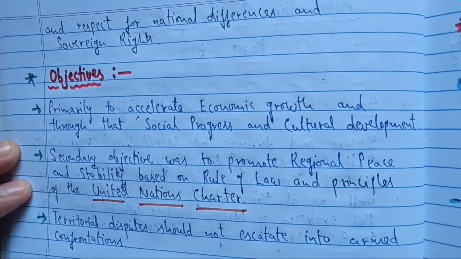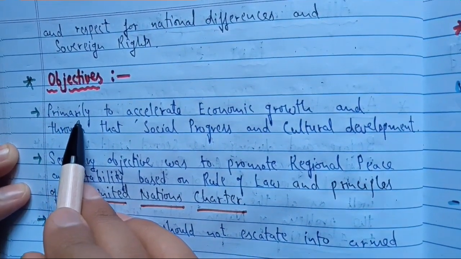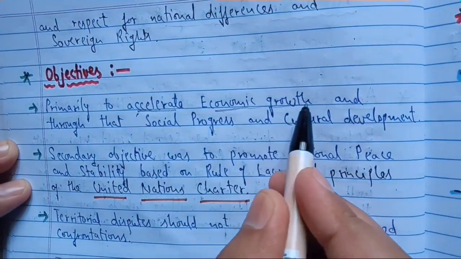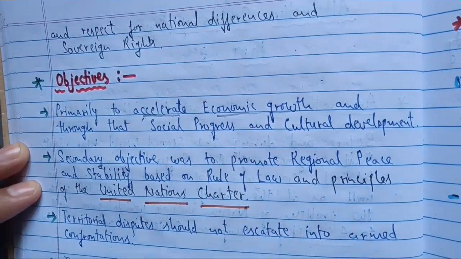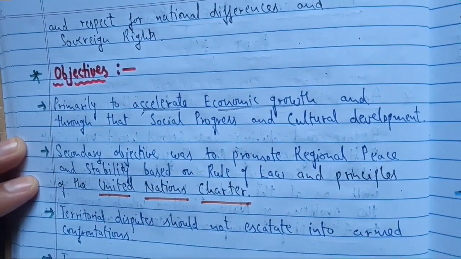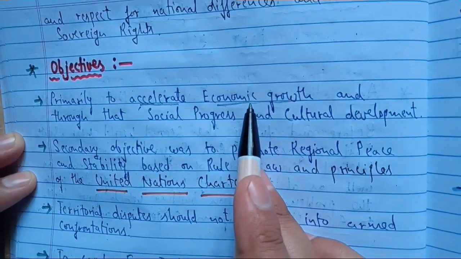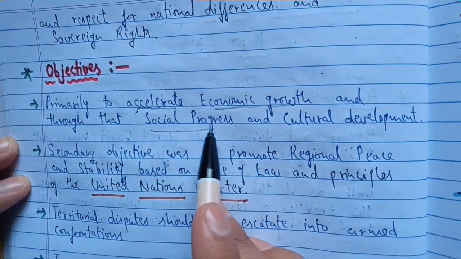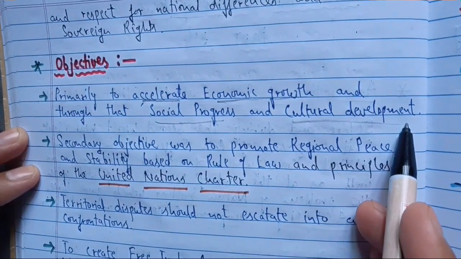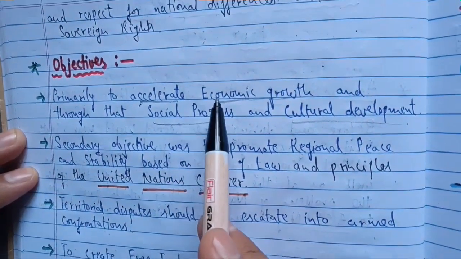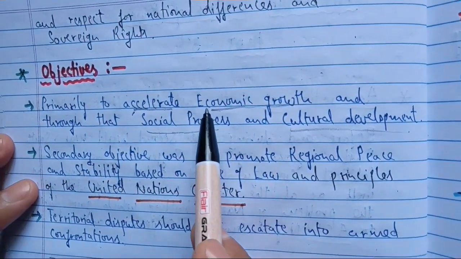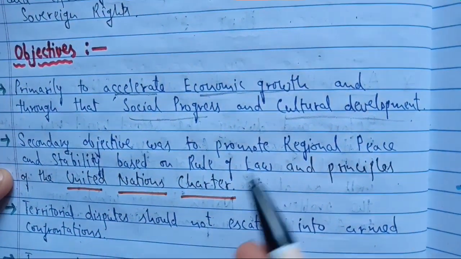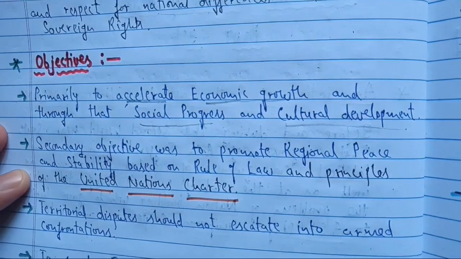So the first objective of this ASEAN group was to accelerate and improve economic growth. Anyhow, they had to improve economic growth if they were to be strong after independence. And for this economic growth, the most important thing was they had to focus and rely on social progress and cultural development. It was not the case with these Asian groups that they would look after economic growth and sacrifice all social progress for it. They would not neglect their culture.